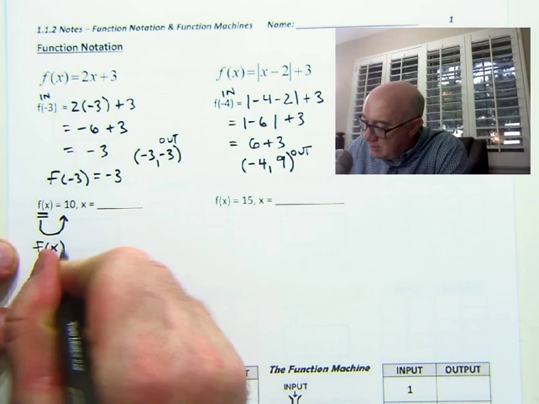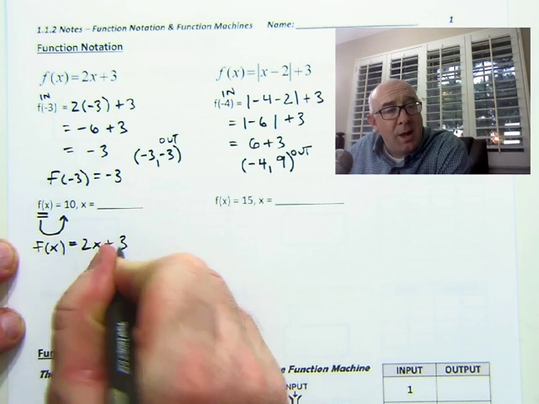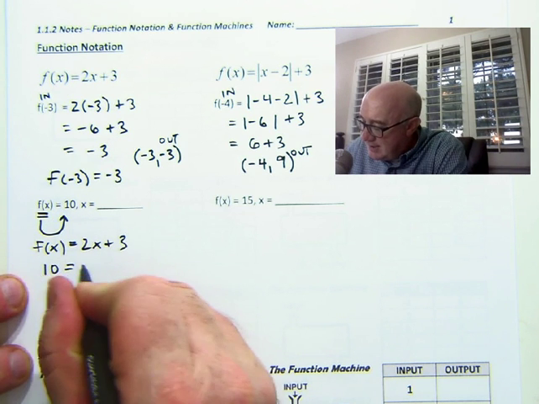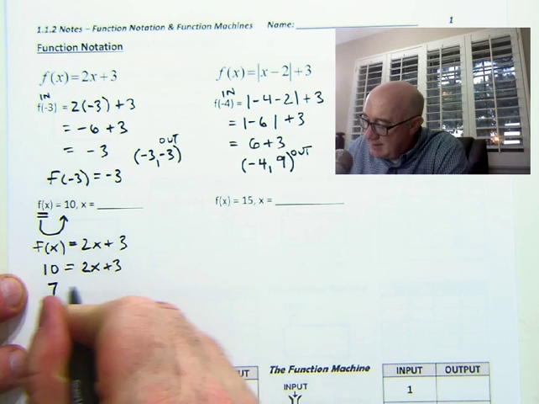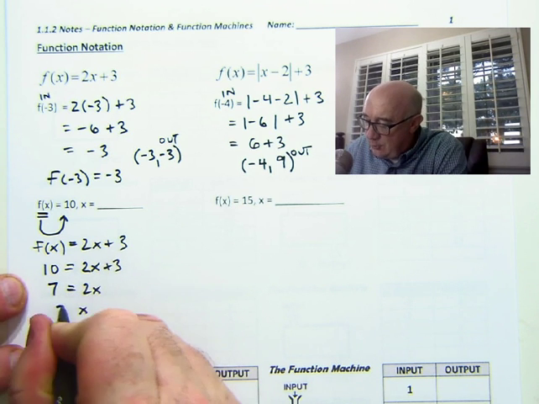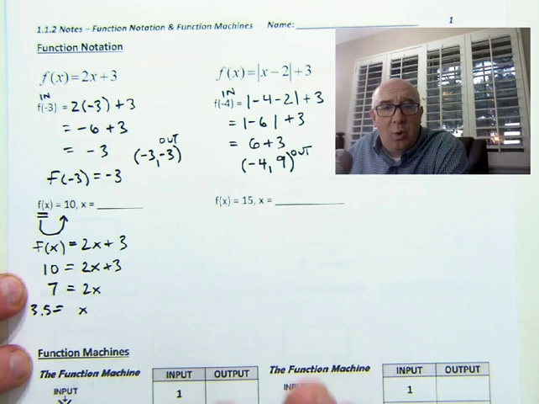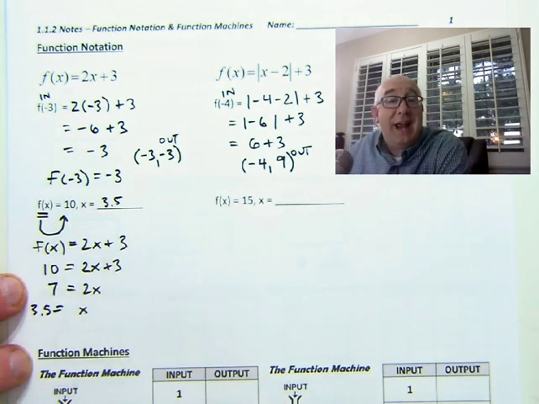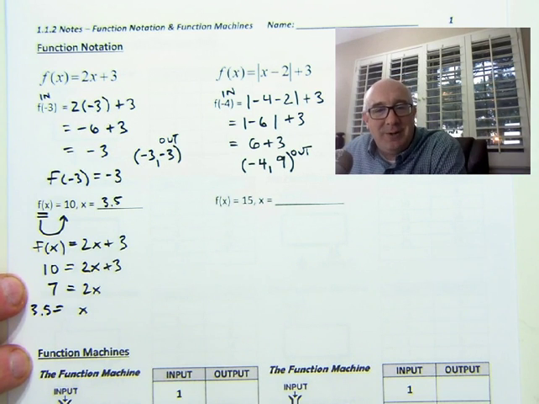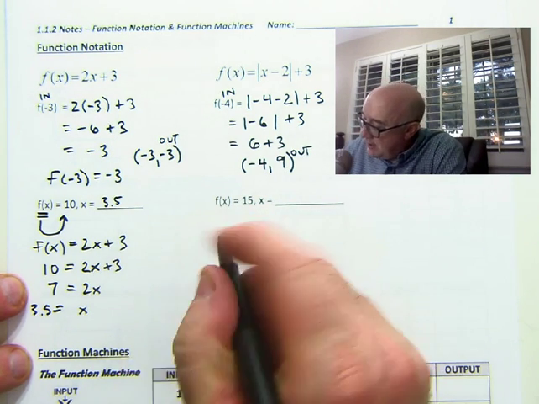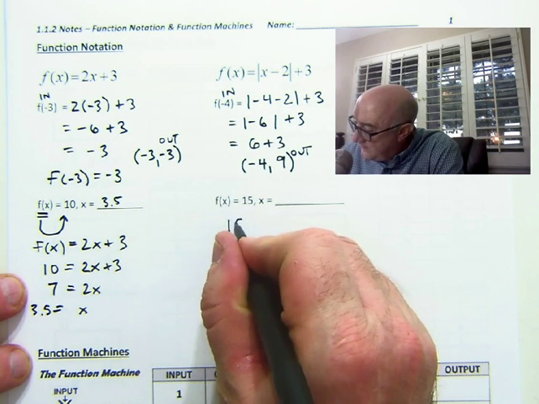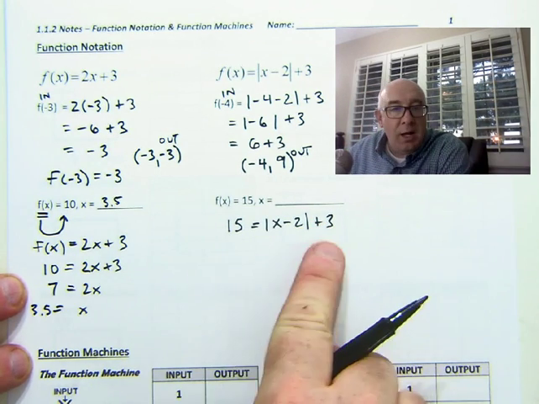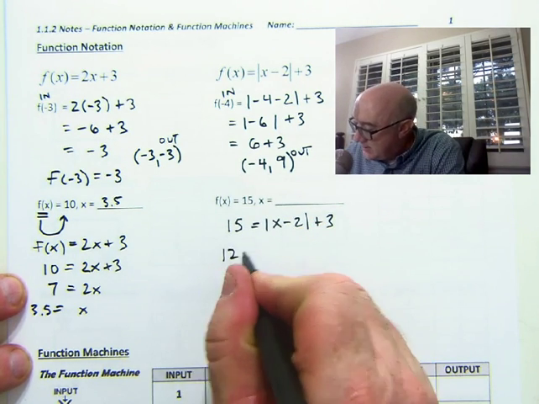So if you wrote it out, 2x plus 3, and then it says the function's value is 10. So I say, oh, the function is at 10. What is x? So I get 7, and I get 3.5. So the x value was at 3.5 to obtain a y value or a function value at 10. Same thing over here: if I was at 15 and I had the absolute value of x minus 2, plus 3, let's subtract 3 from both sides, which is 12.